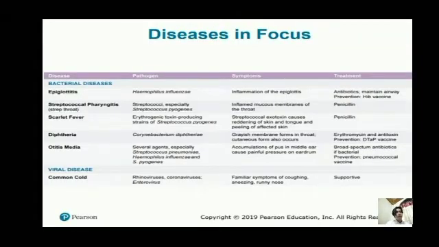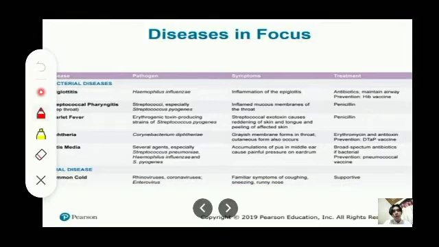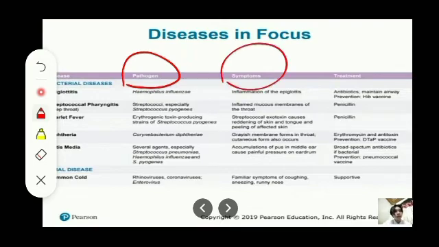So, lastly, this table gives you the overall summary of what we have talked about so far. As you can see, this table is divided into four categories, which is the disease. Under the disease is the bacterial diseases, and what are the pathogens involved. Here the pathogen involves the symptoms and the treatment.